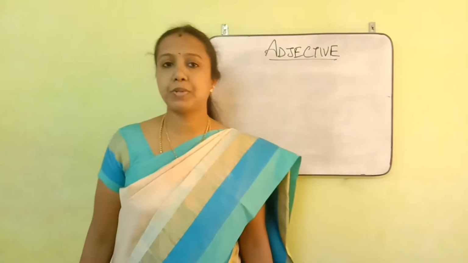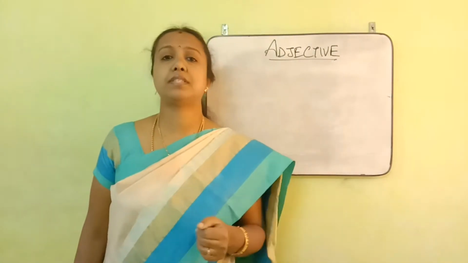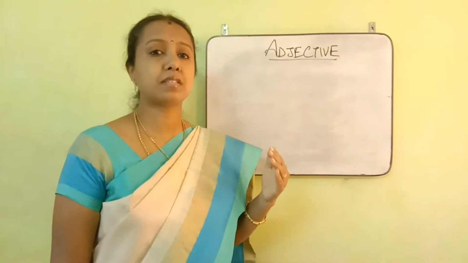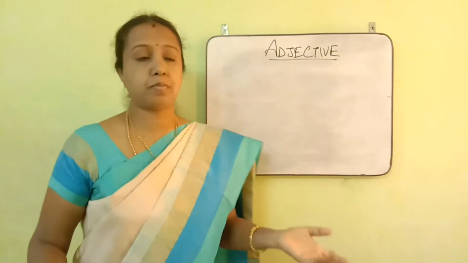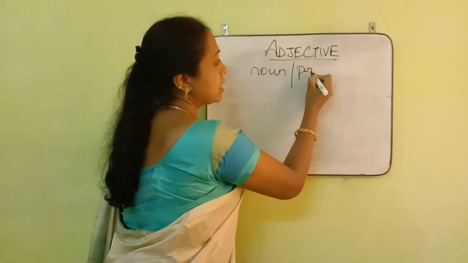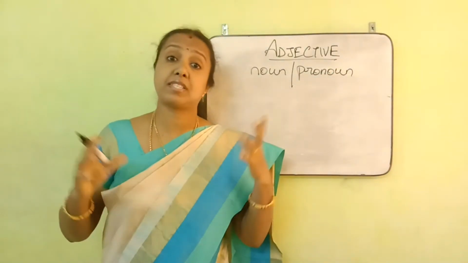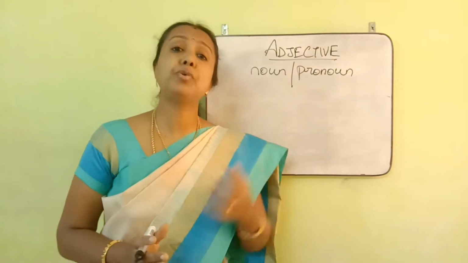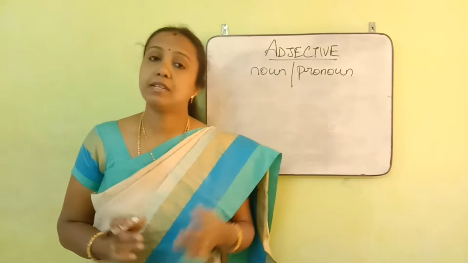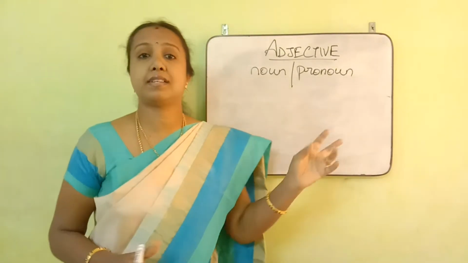The next part of speech that we are going to discuss is the adjective. What is an adjective? An adjective is something you use to describe. Describing a noun or a pronoun is called an adjective. For example, when I say the elephant is a fat animal, how do you describe the elephant? Describing the elephant as fat. The word fat is an adjective.